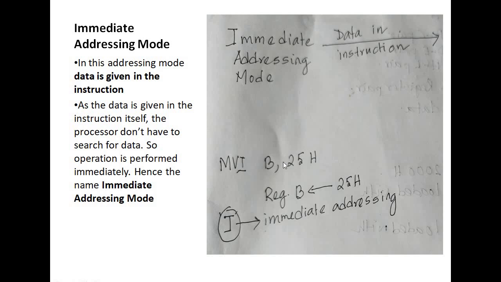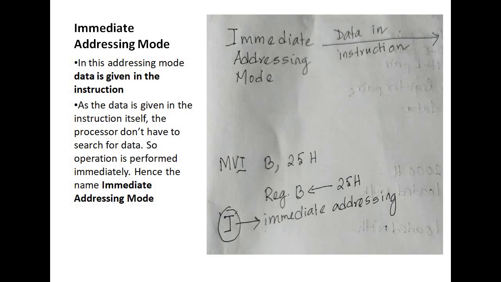Suppose 25h is the data, as in MVI B, 25h. Here the data, 25h, is the operand, and it is given in the instruction itself, right? When the microprocessor fetches this instruction from the memory, it sees that the operand is given in the instruction itself, so it doesn't have to search here and there. The operation is performed immediately. It doesn't require time.